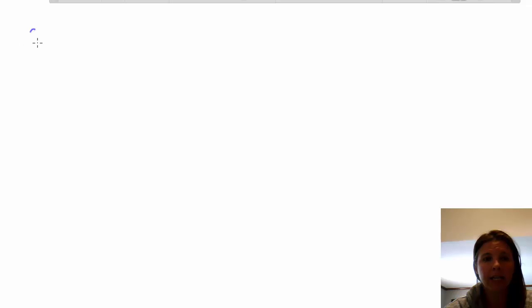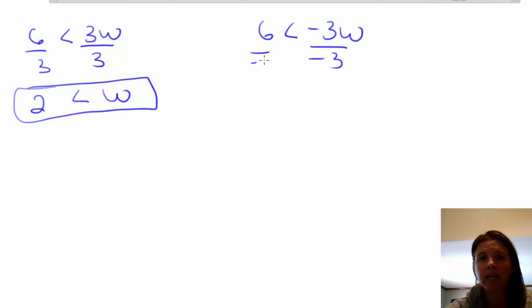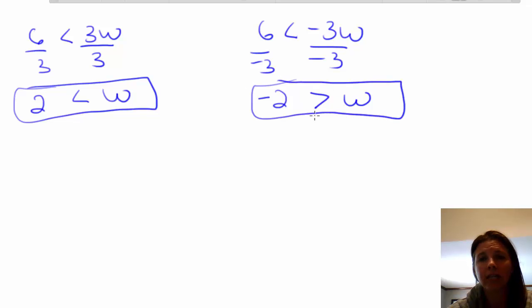Okay, so if we have 6 is less than 3w, again, we're just dividing by 3, w is greater than 2. Done. You didn't have to switch anything. But if that 3 is negative, then we're dividing by -3, w, now we have to switch this, is less than -2. You have to switch that sign or it will not be correct.